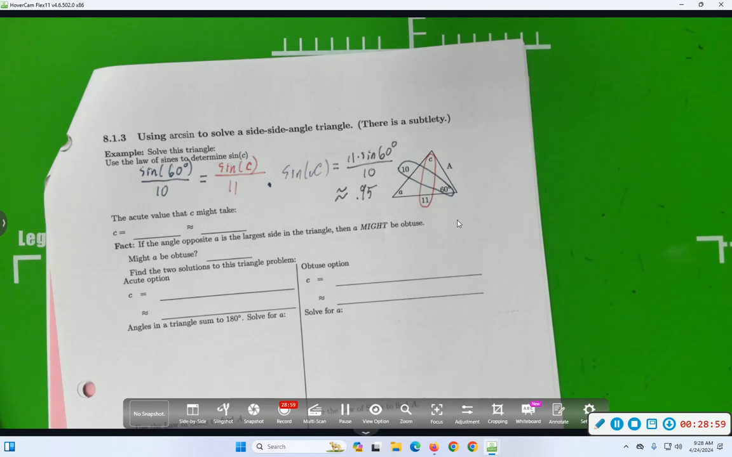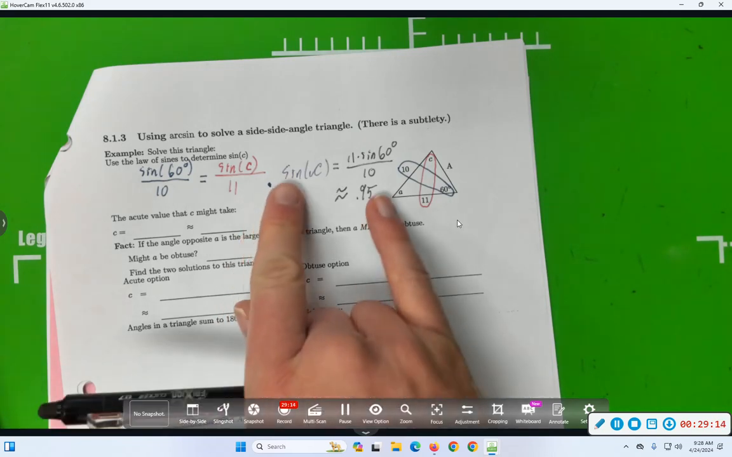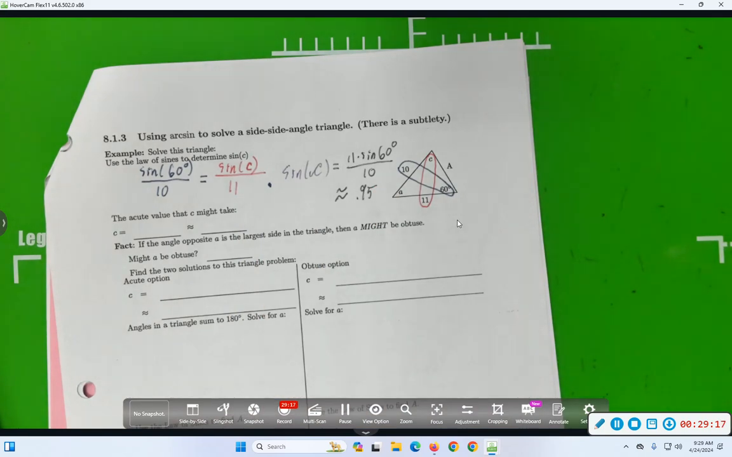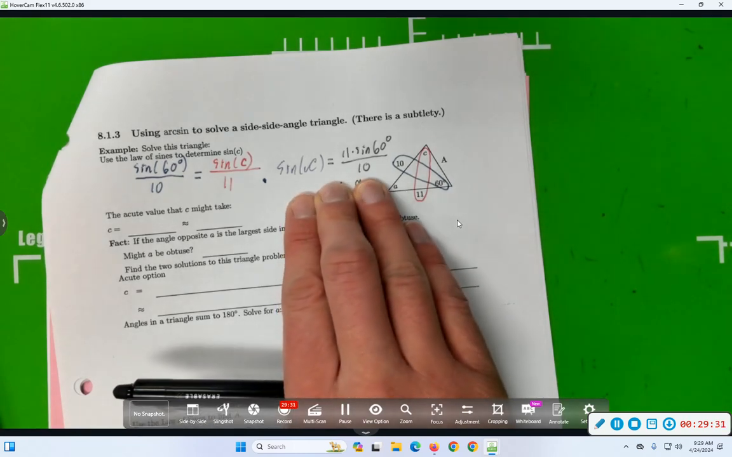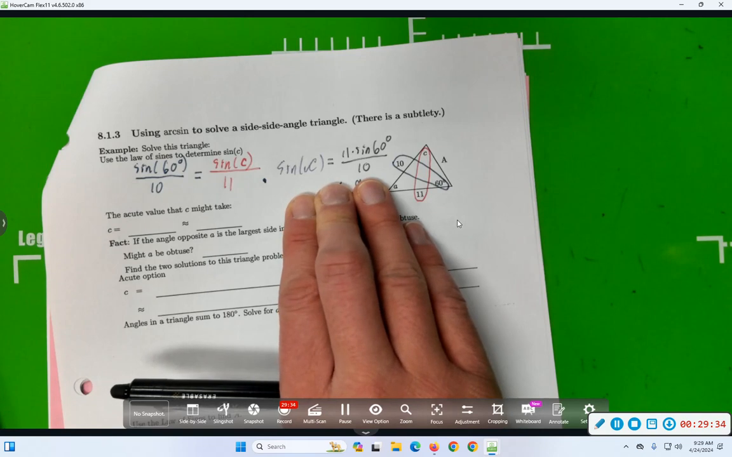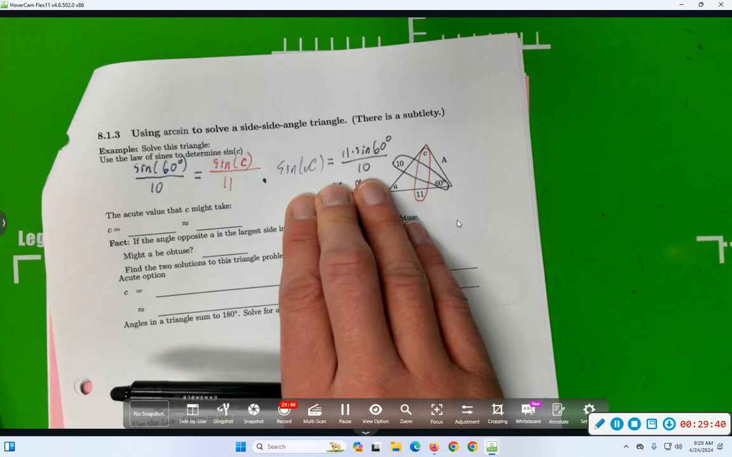Yeah, it's less than 1, right? In fact, that tells me a lot. It's almost 1, so this angle is going to be pretty close to a right angle. So let's find the acute value. So what's the obvious value that little c might take? What's the obvious way to figure out what c is given that information? You take the arc sine of that. Yeah, take the arc sine of the right-hand side. That'll give you the acute solution.